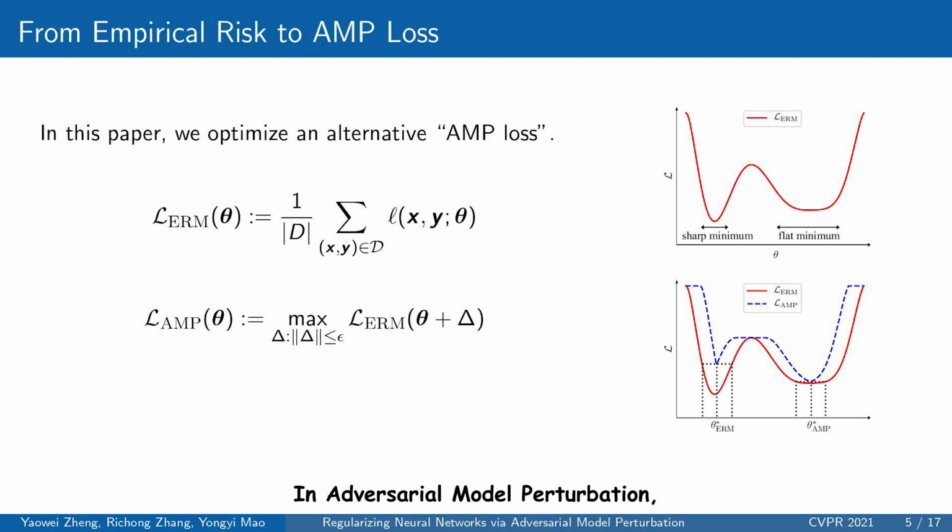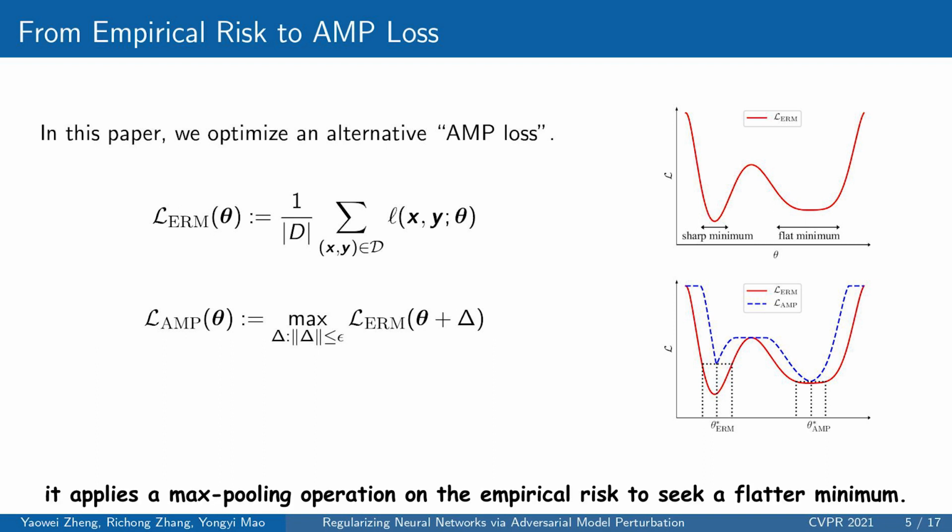In Adversarial Model Perturbation, we minimize an alternative AMP loss. The AMP loss is derived from the empirical risk by applying the worst perturbation on the model parameters. As sketched in the figures, it applies a max pooling operation on the empirical risk to seek a flat minimum.